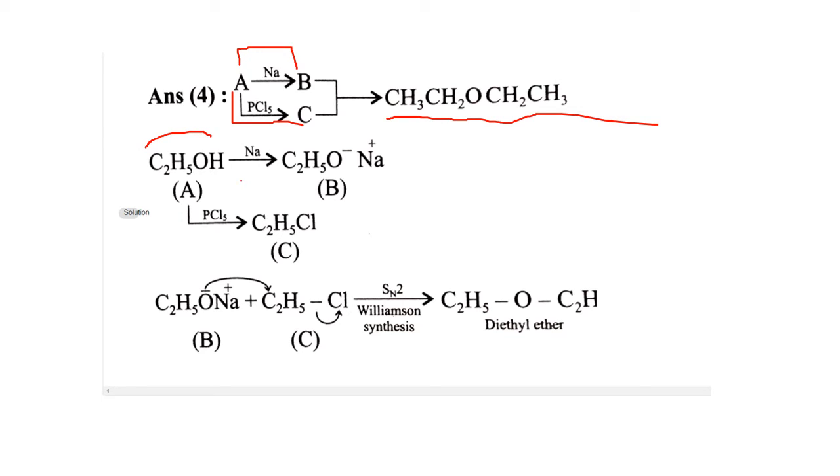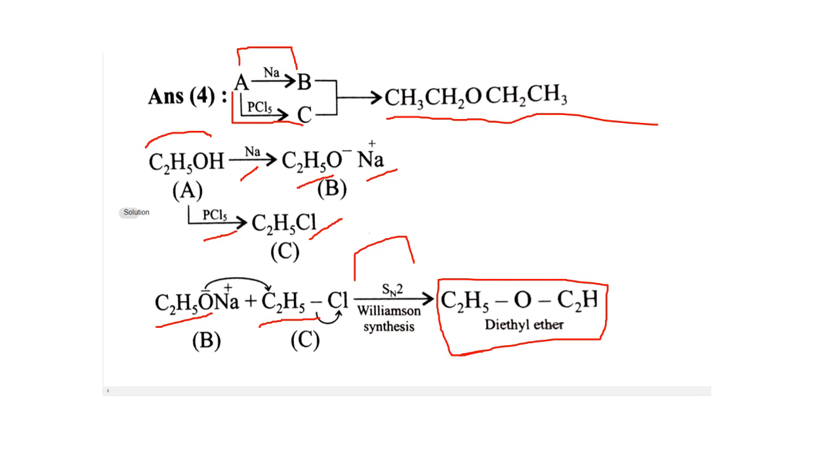When it reacts with Na, it gives us C2H5O- Na+. And when it reacts with PCl5, it gives us C2H5Cl. And when C2H5ONa plus C2H5Cl, which are our B and C compounds, react by an SN2 mechanism, it will give us diethyl ether.